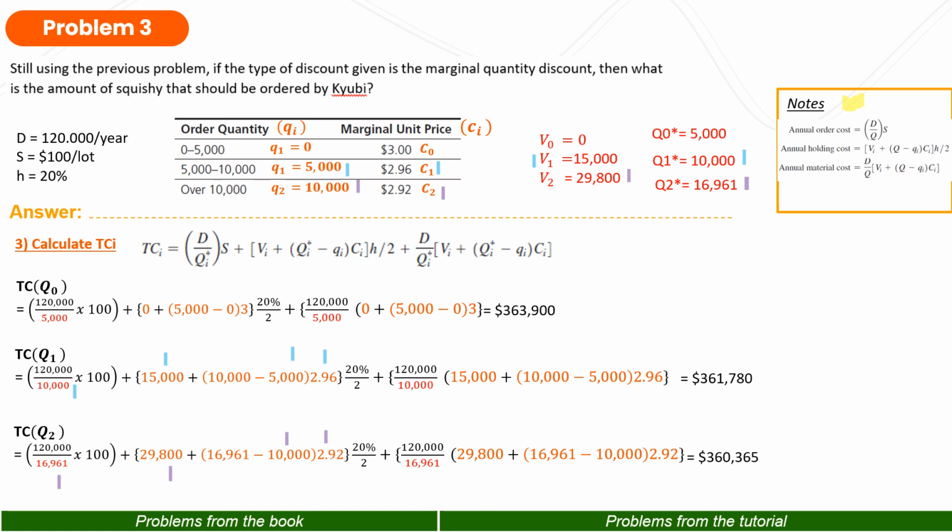$360,365. So we compare all these three and we choose the smaller one, and the smaller one is $360,365. So the conclusion is QB should order the amount of 16,961 units, with the type of marginal quantity discount.